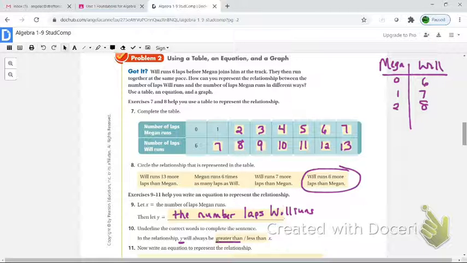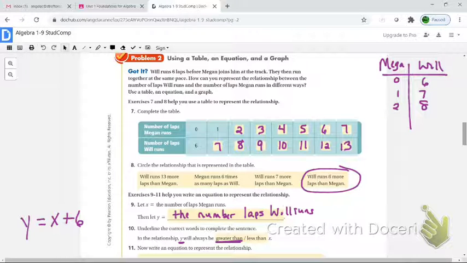Okay, now we're going to write the equation. So y, Will, is going to equal Megan's number of laps plus 6. He's always run 6 more than she has. And so there we have our description.